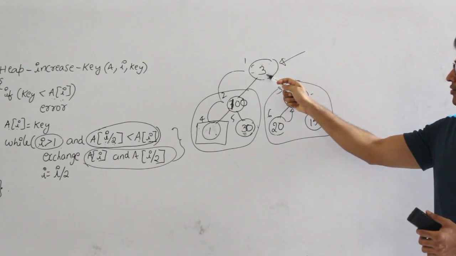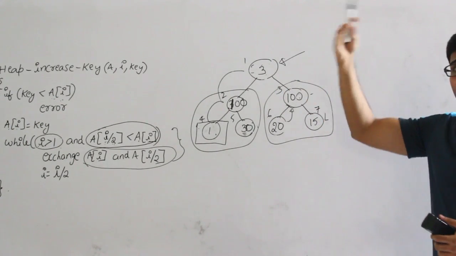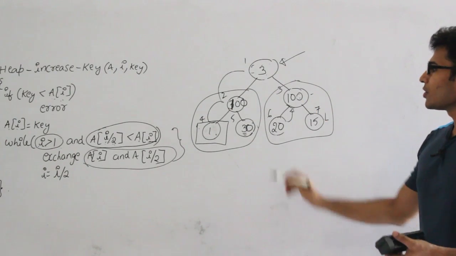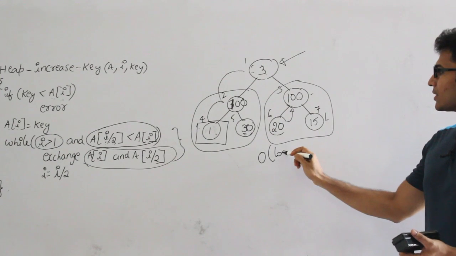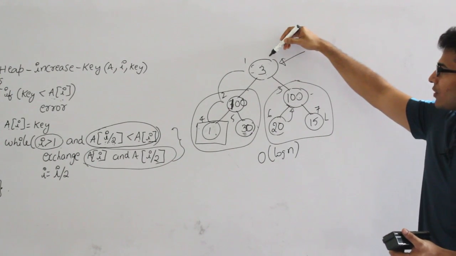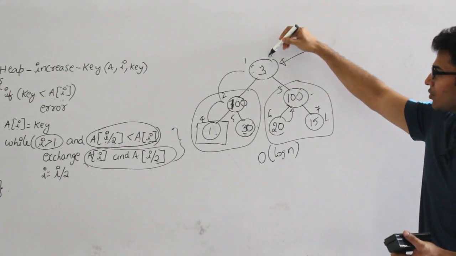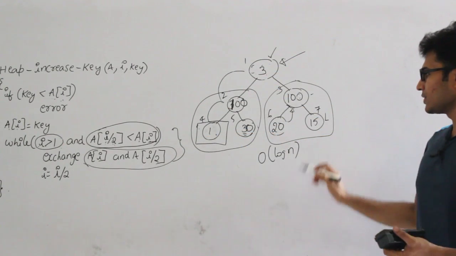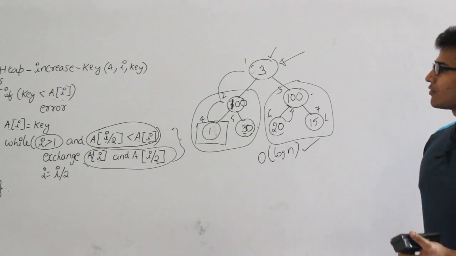Just replace that value and then call the max heapify procedure. We have already seen that, right? Then what is the time for decrease key? It is going to be order of log n, isn't it? In the worst case, if decrease key is called on the root, it is going to climb down till the leaf, and we have seen that the time complexity required is order of log n.